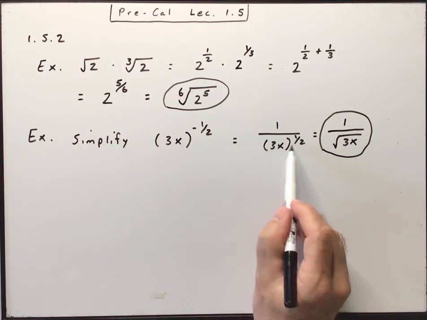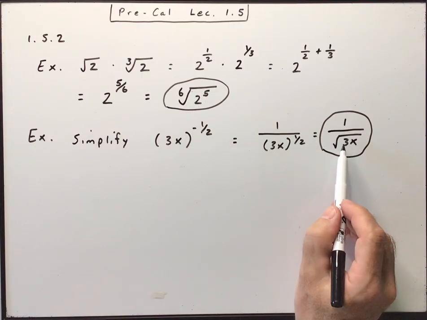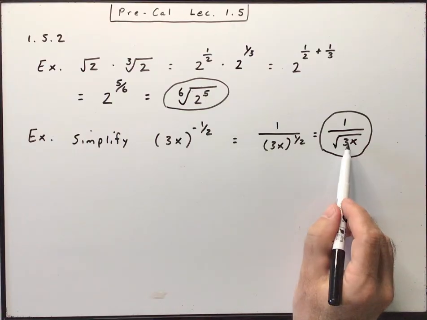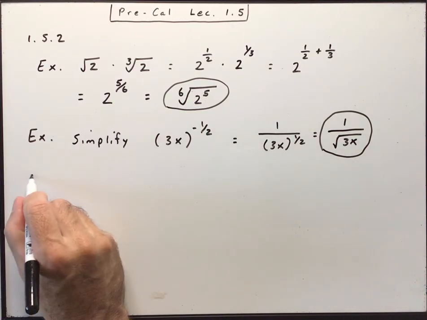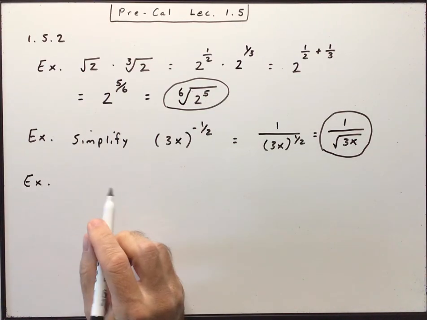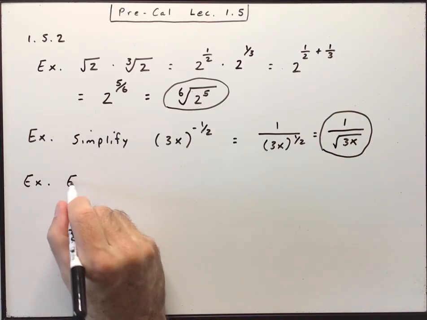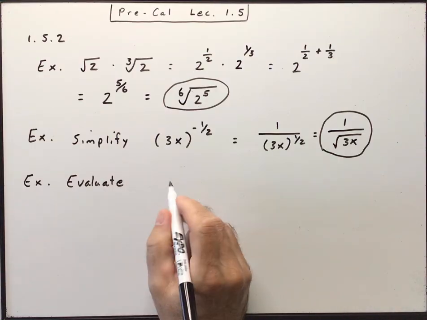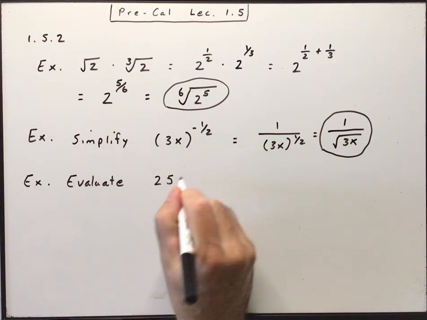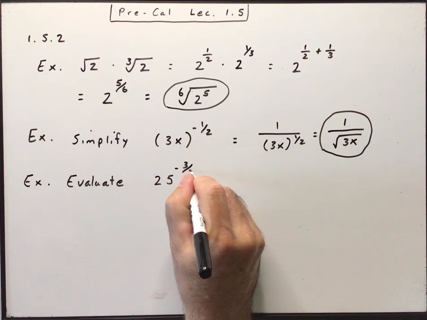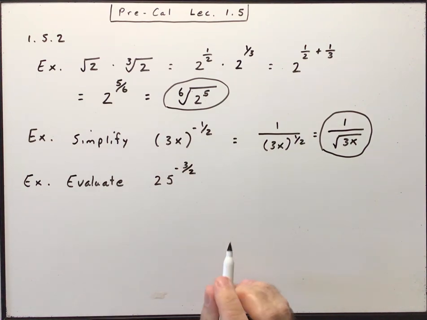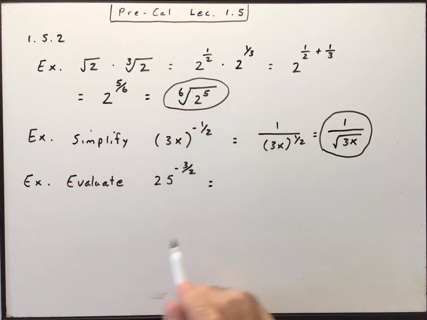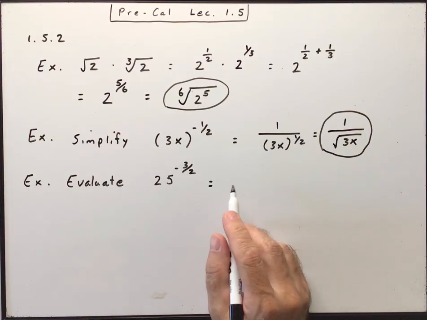Okay, so you could leave it either like this, or if the instructions are to get rid of fractional exponents, you'd have to write it like this. All right. The next example, we want to evaluate 25 to the minus 3/2 power. Well, the easiest way to do this, and your calculator can take care of this, but I want you to show your work.